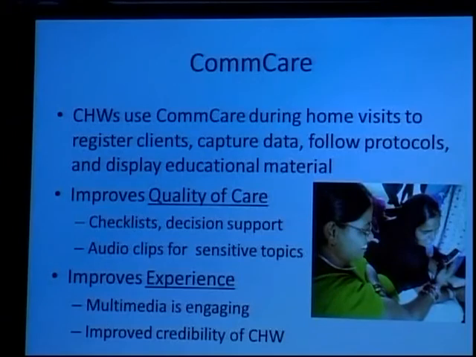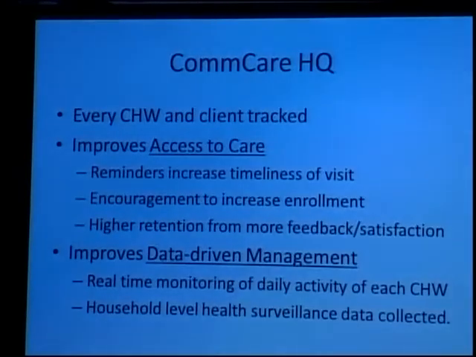We found the multimedia to be really engaging. The clients really lock into the audio and the images. And preliminary evidence is that having the phones in the system increases the perceived credibility of the community health workers. And then we can improve access to care: we know when people should be visited, we can send reminders, we can send encouragement. We believe we'll get higher retention because the phones add a little bit of status and some skill building.